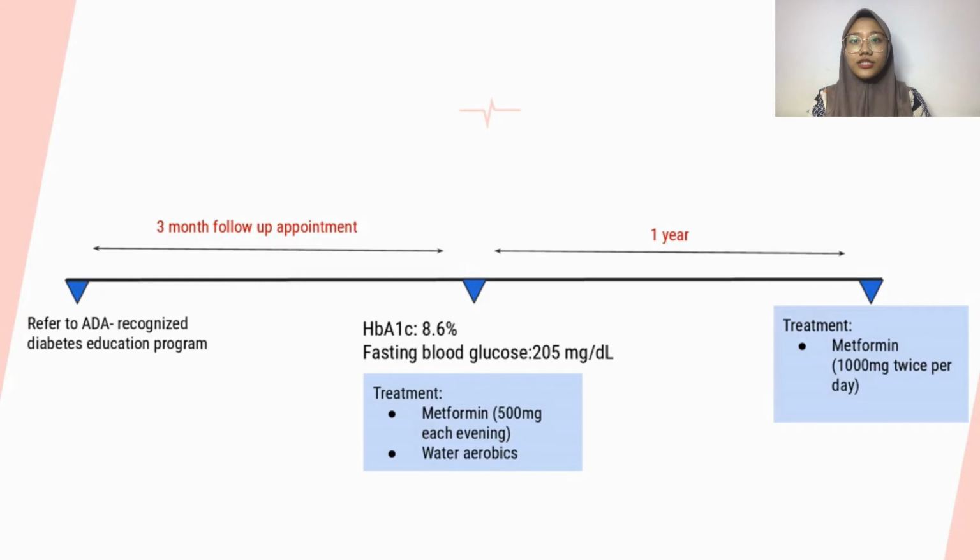After that, Mrs. N is referred to an ADA-recognized diabetes education program. At her 3-month follow-up appointment, the patient's HbA1c level has increased to 8.6% and her fasting blood glucose level is 205 mg per deciliter. She stated that she did not attend the education class as recommended, but attempted to limit her sugar intake. She also did not start the exercise program because of her arthritis. The patient is prescribed metformin 500 mg each evening and water aerobics for exercise. After 1 year, the doctor prescribed metformin 100 mg twice a day.